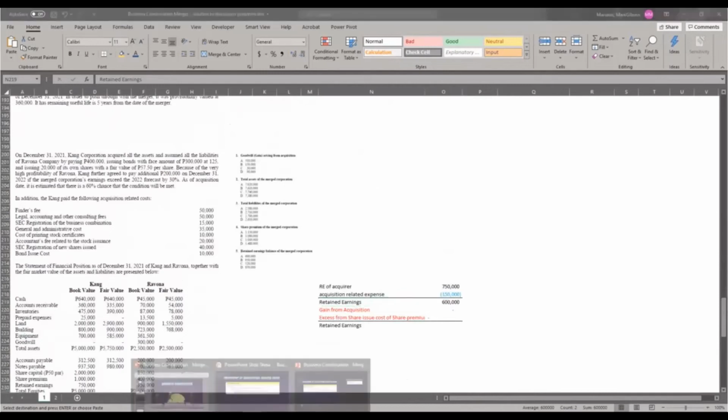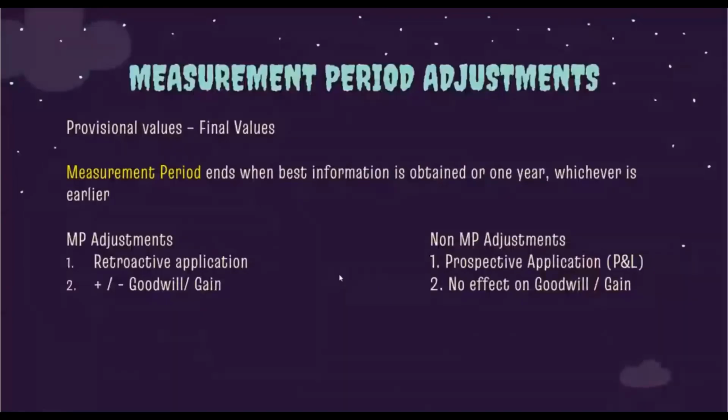Now, balikan ko yung PowerPoint natin. And let's talk about measurement period adjustments. No? So, kanina, meron tayong, di ba, provisional values and contingent liability or contingent equity. How are we going to account for that? So sabi natin, there is so-called measurement period adjustments. Measurement period ends when best information is obtained, or 1 year, whichever is earlier. So if it falls within the measurement period, the adjustment will have to be taken up retroactively, and it will have impact to your goodwill or gain.